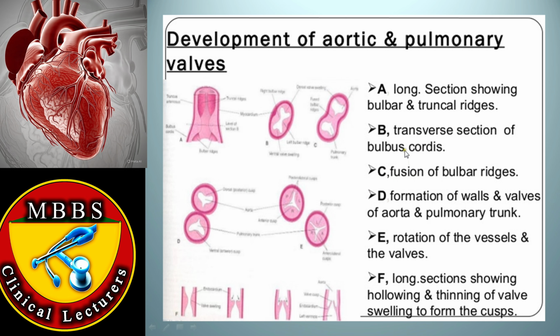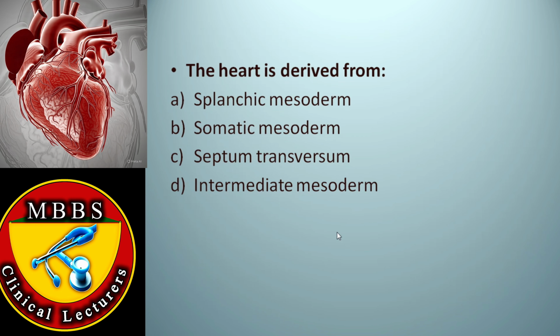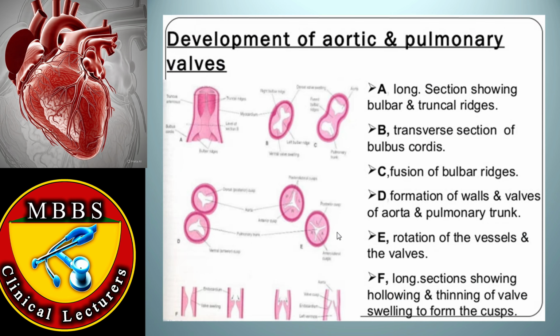So in the transverse section of this bulbous cordis, these bulbar ridges fuse, forming the walls and the valves in the aorta and the pulmonary trunk. And in the aorta, from these sinuses, from these ridges, the right and the left coronary sinuses arise. Okay.